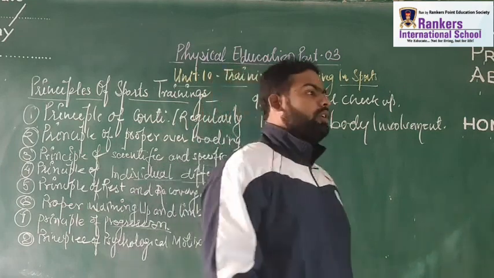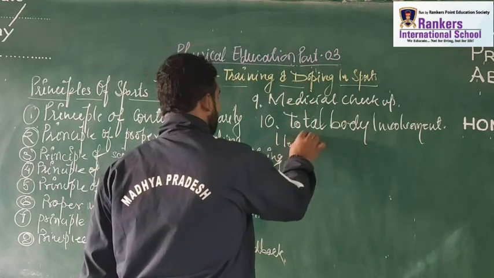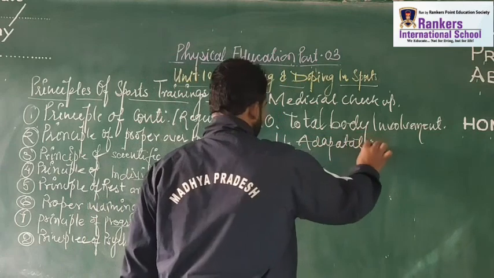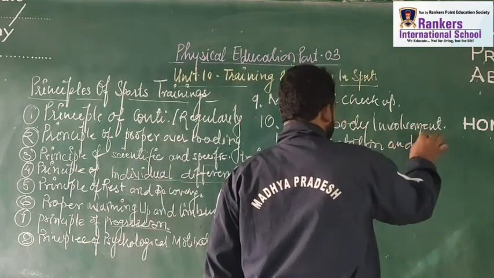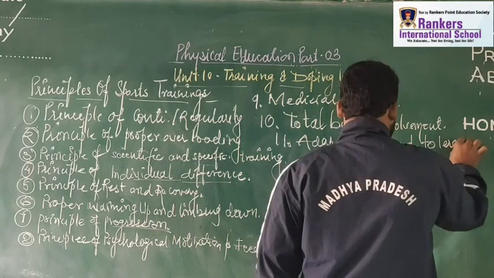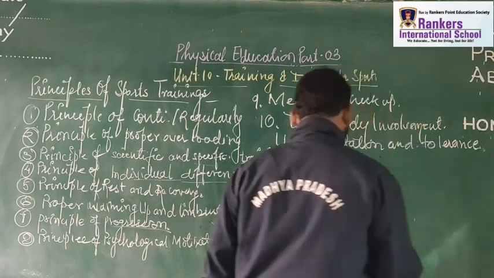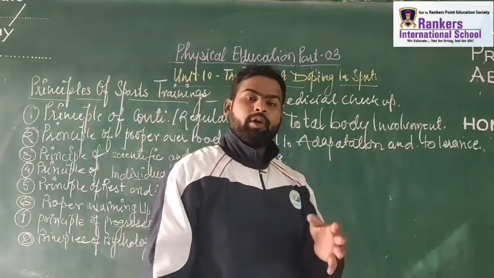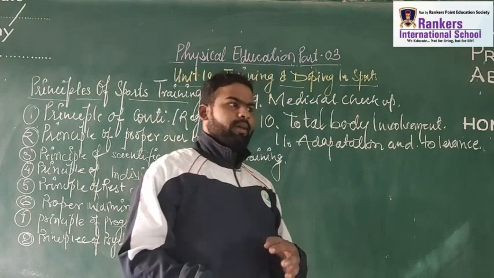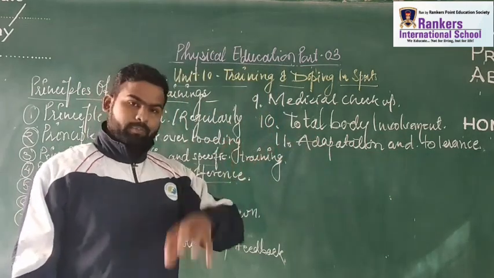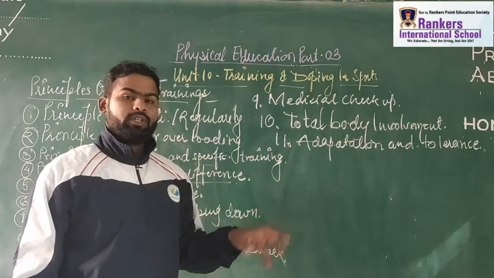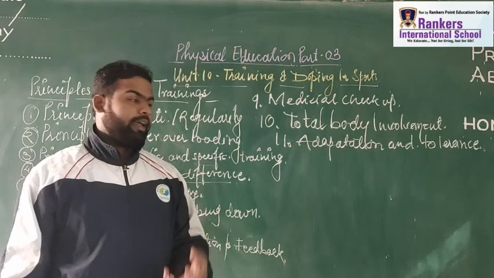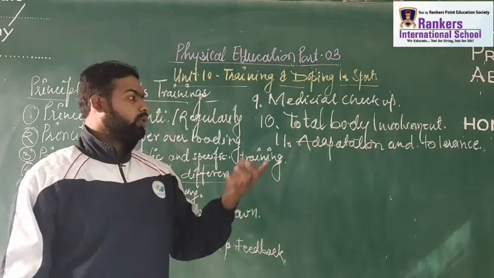Adaptation and tolerance. This is also one of the important things. That is the 11th point. What is this adaptation and tolerance all about? See, when the exercise is going on, we need to modify the body of the players in such a manner that they can adapt to that situation and they will be able to tolerate the extensive exercise. So their body should have the capacity to adapt and to tolerate, right?